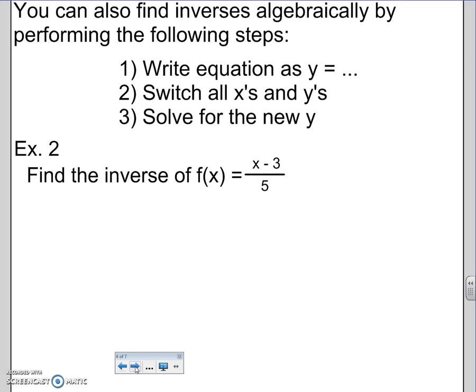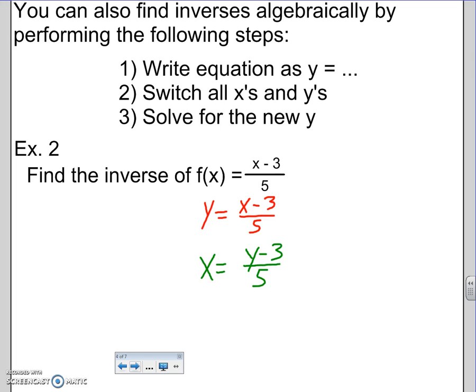So example 2 is find the inverse of f of x equals (x minus 3) over 5. So the first step is write it in y equals form. Changes f of x to y. So the same problem is y equals (x minus 3) over 5. Step 1's done. Step 2 is switch the x's and y's. So this y turns to an x, this x turns to a y. Everything else is the same.